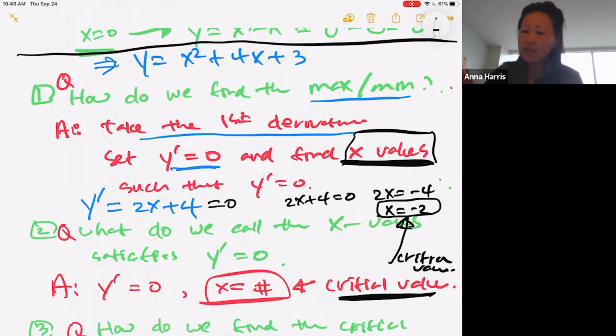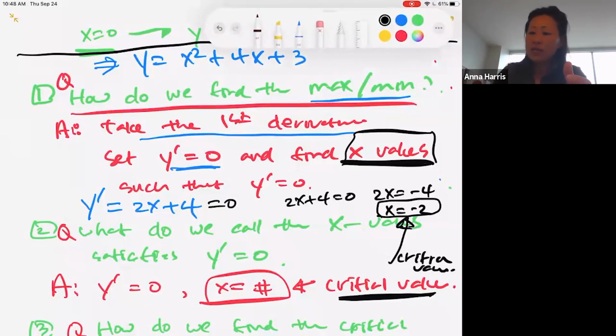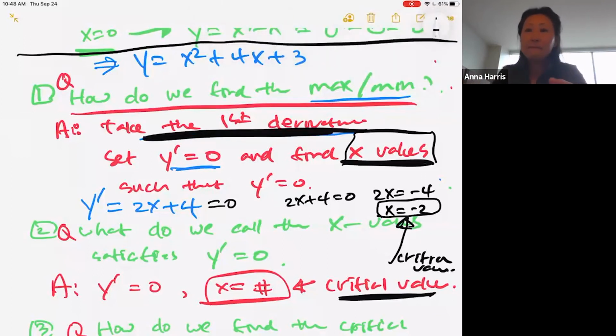Okay, as everybody sees, we're going over some questions. I'm asking you questions and I'm also giving you answers. My first question I'm asking everybody is, how do you find the max or min? What do I do? Take the first derivative, set that equal to 0, and find what? That x value such that y prime equal to 0 is true.